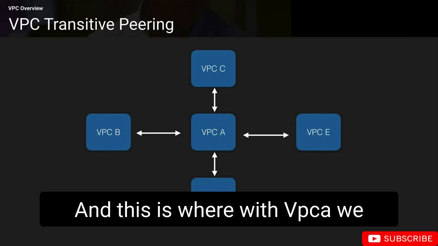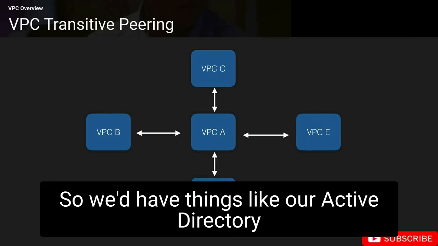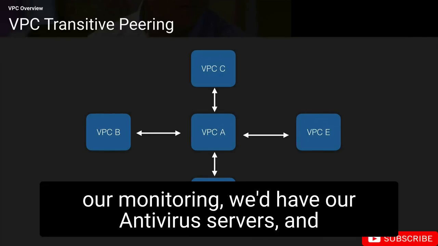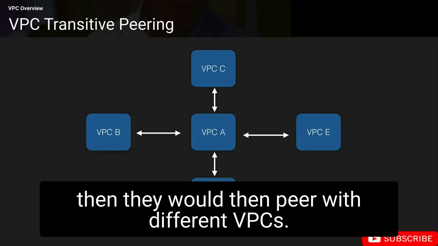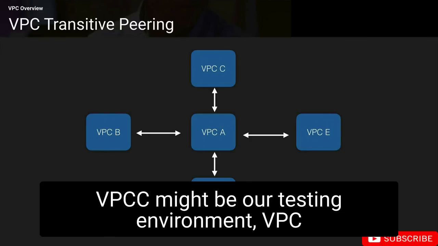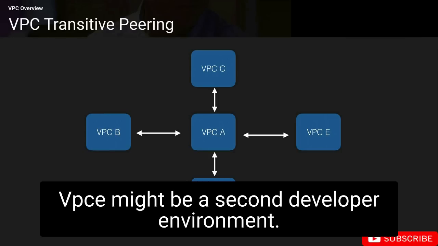And this is where with VPC A, we would have all our central servers. So we'd have things like our Active Directory servers. We'd have our servers that do all our monitoring. We'd have our antivirus servers. And then they would then peer with different VPCs. So VPC B might be our production environment. VPC C might be our testing environment. VPC D might be our developer one environment. VPC E might be a second developer environment.